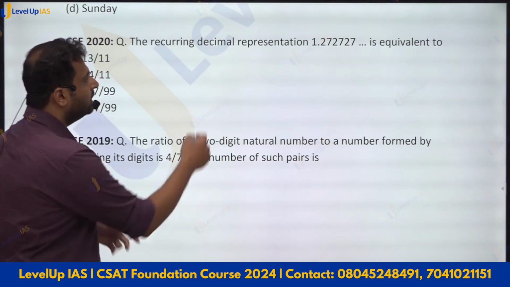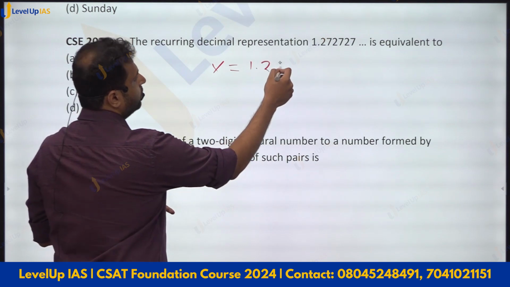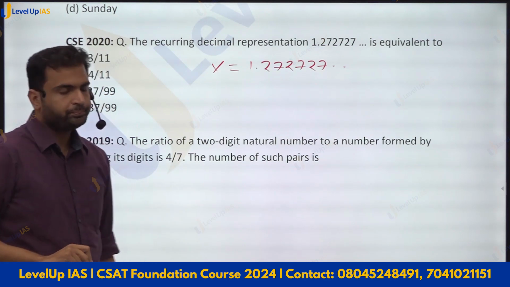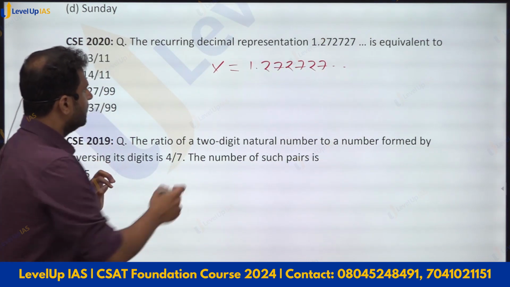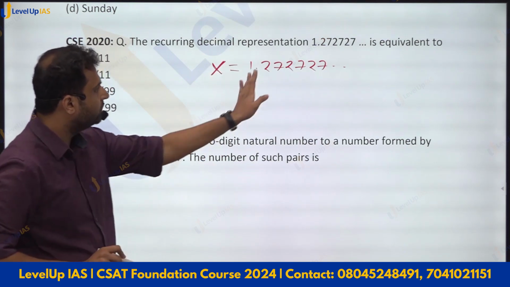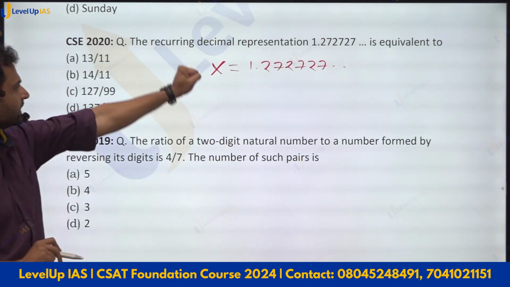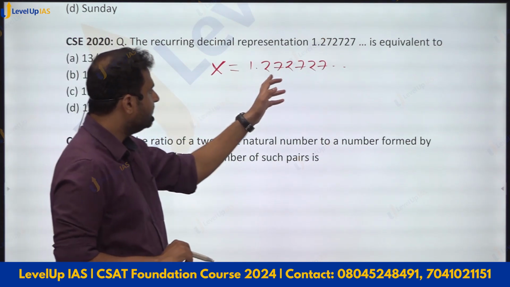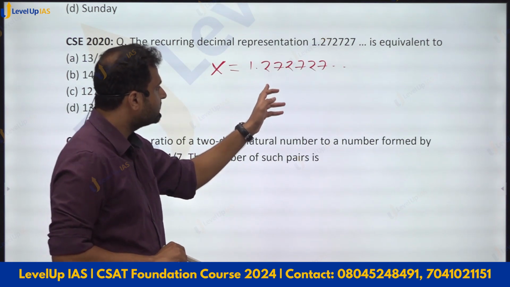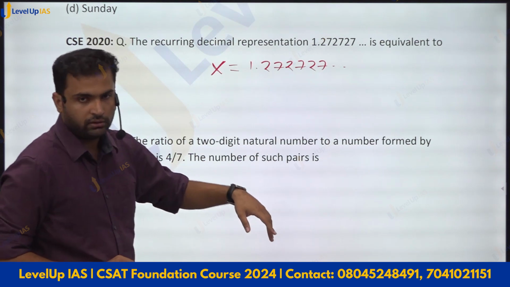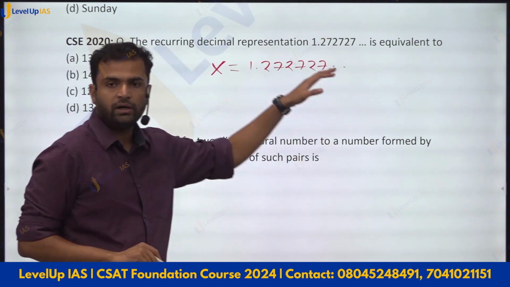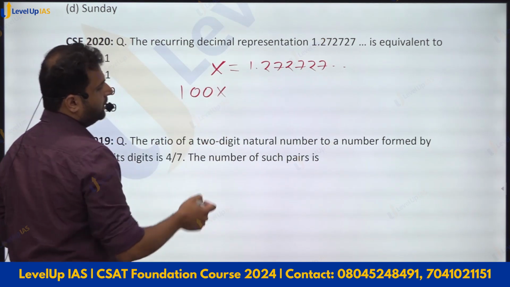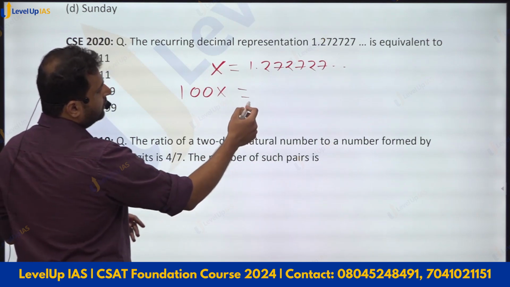We have this particular number. Let us write it as x is equal to 1.272727 and so on. We see that this 27 is repeating. So I want to get rid of this repeated part so that I can comment on this x. To get rid of it, I firstly write another number where the same thing is repeated again and again. Because only 2 digits are repeated, I multiply this x by 100. So what do I have here?